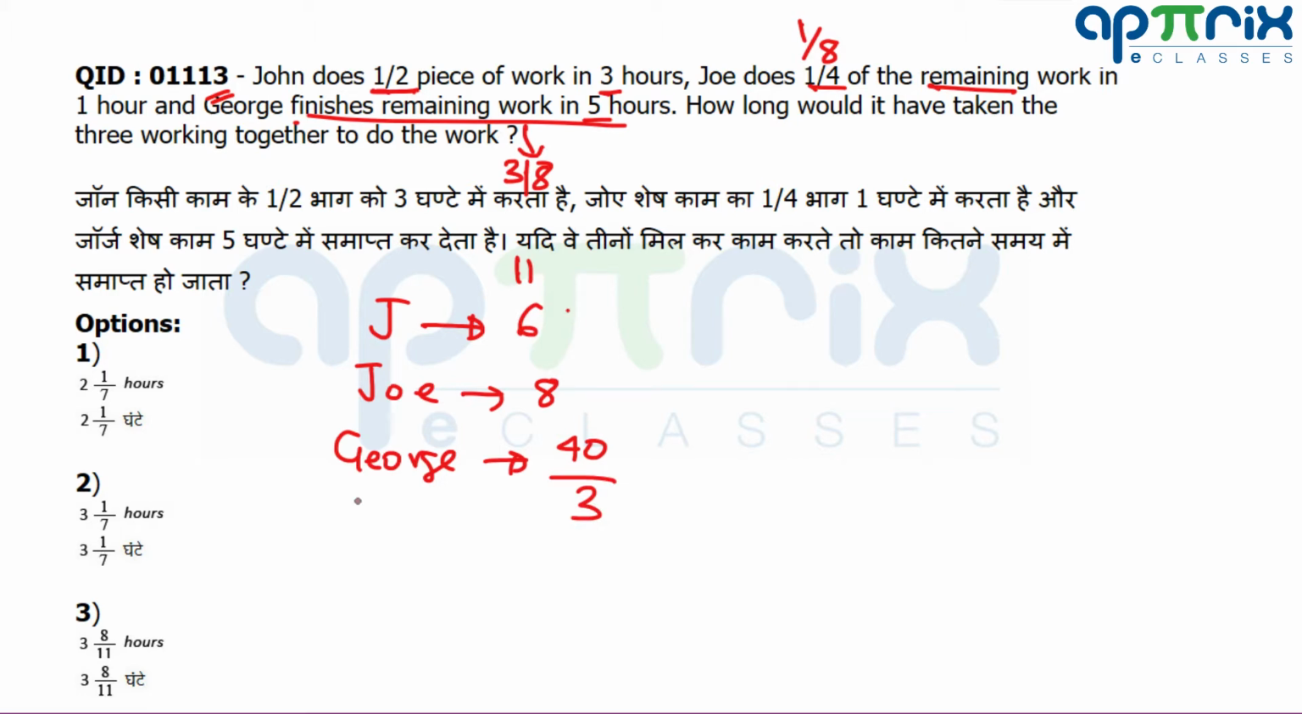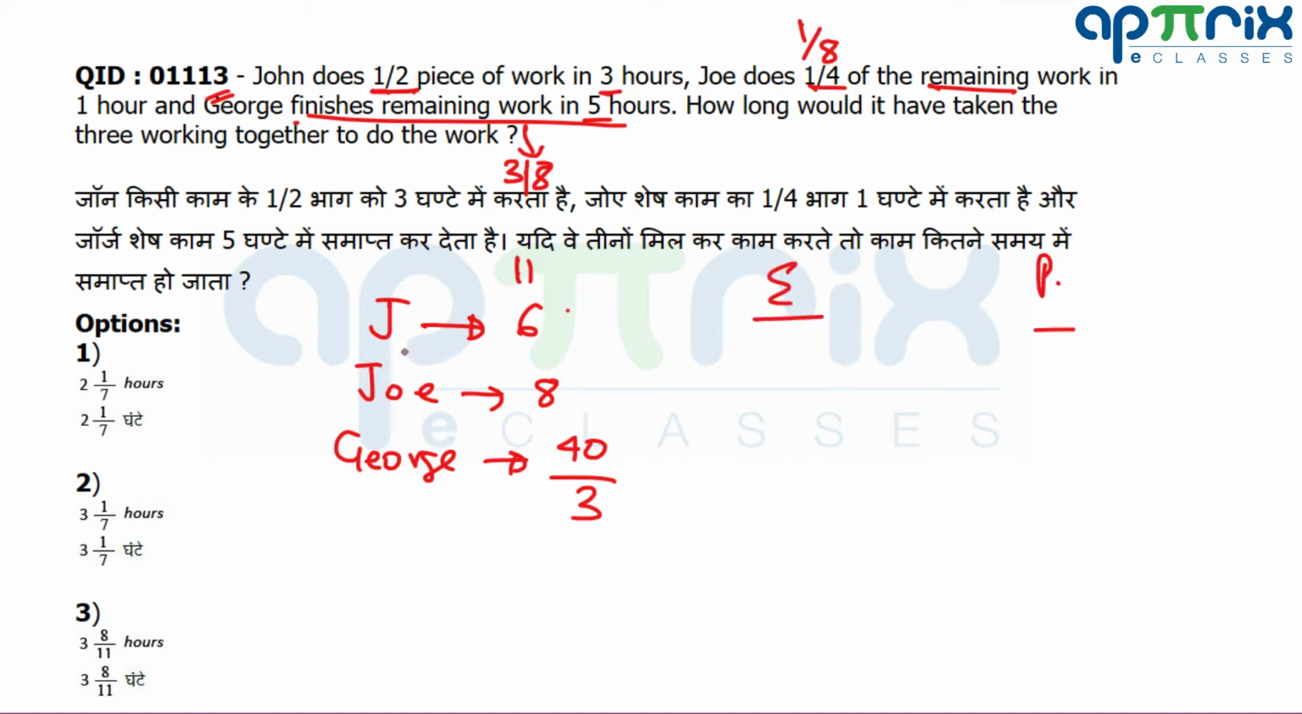Now once you have this, you can write the efficiency ratio, because we have to find out, if they all are going to work together, in how much time the work will be over. So let us work this out easily by using efficiency, or you can use percentage if you are comfortable with that. I'll discuss both, efficiency here and percentage here.